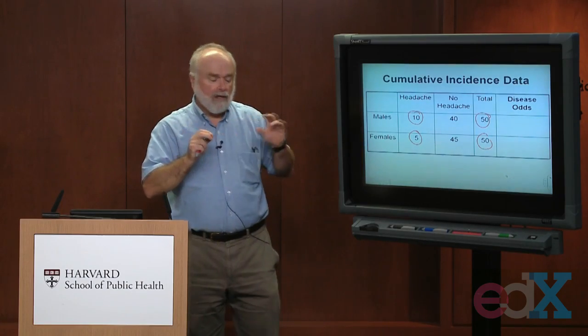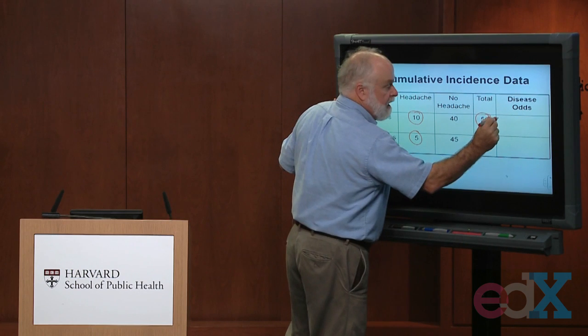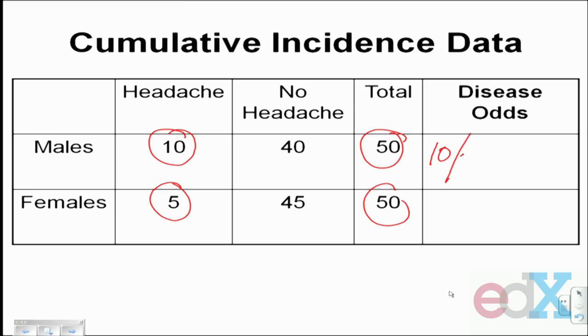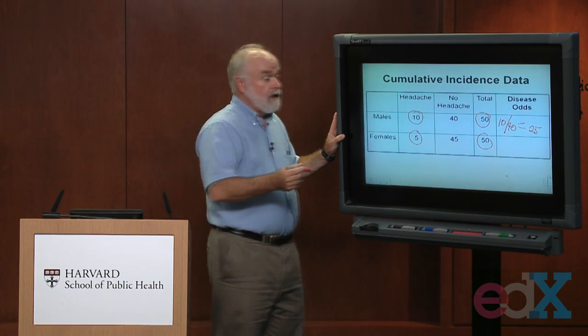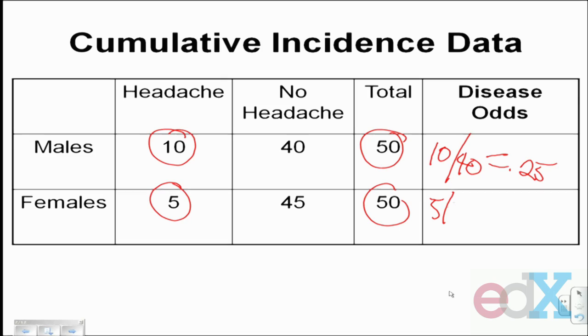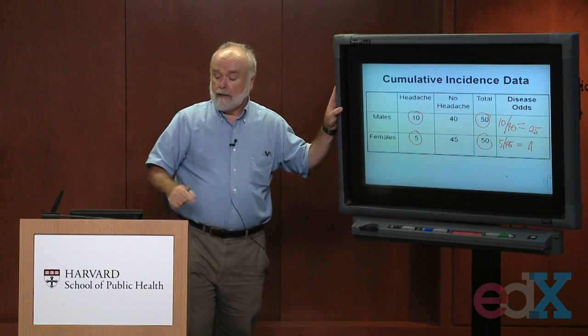Now remember, what the odds represent is a pot divided by a non-pot. So the odds of developing headaches among the men will be the 10 cases of headaches divided by the 40 people who didn't develop headaches. 10 over 40 would give you a value of 0.25 as the odds of developing a headache if you're a male, based on these data. Among the 50 women, 5 of them developed headaches and 45 of them did not. 5 divided by 45, the odds of getting a headache for a woman, 1 out of 9, gives you an odds of 0.11. So that's the odds of developing headaches for men and for women.